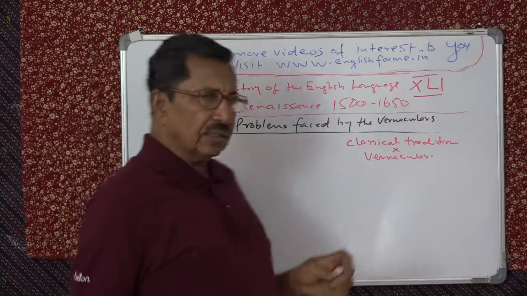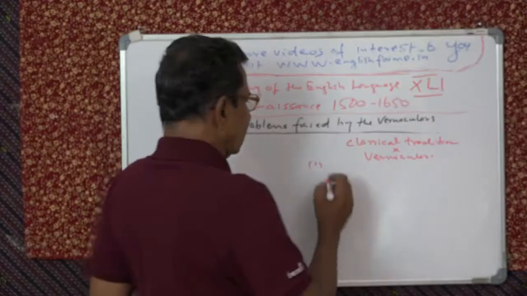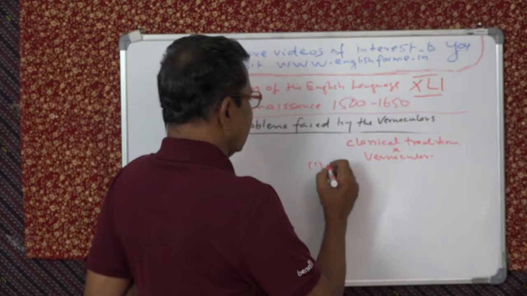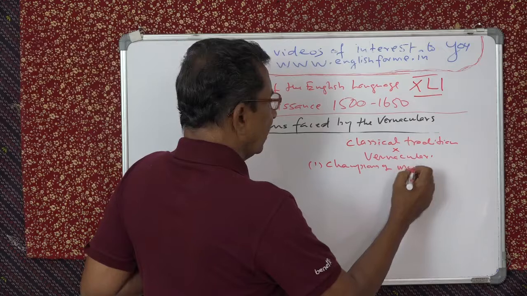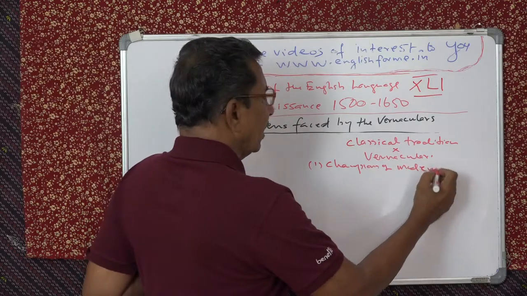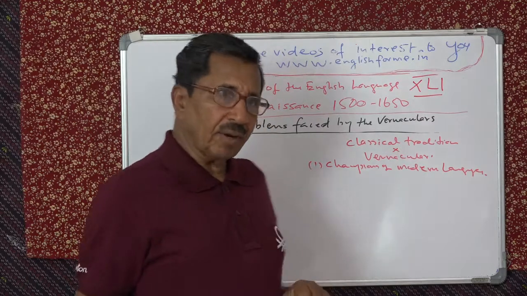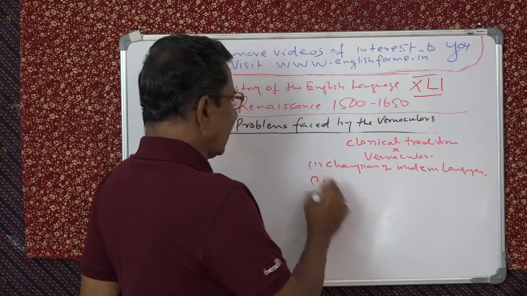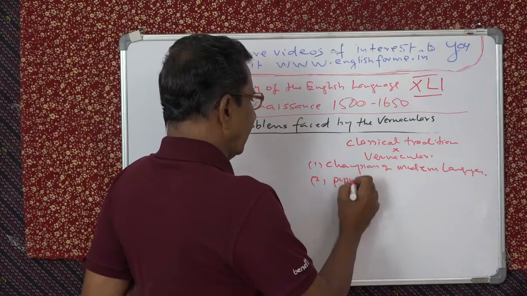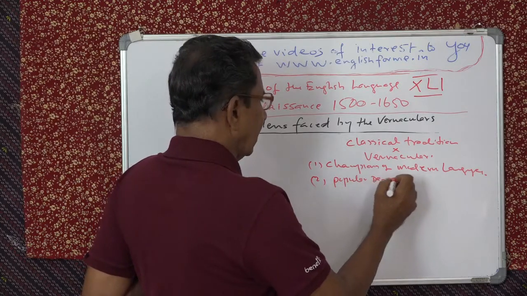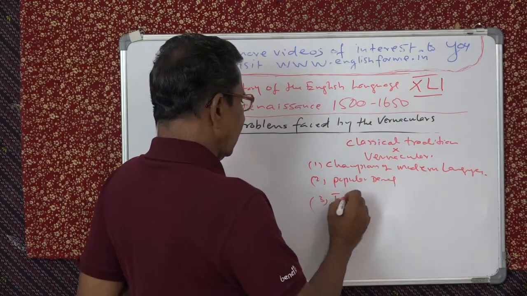Then we saw how defenders of classical tradition stood against the champions of modern languages, that is, the vernacularists. One of them we mentioned already, Richard Mulcaster. The second point was popular demand. And the third one we saw was the translations, the translators.